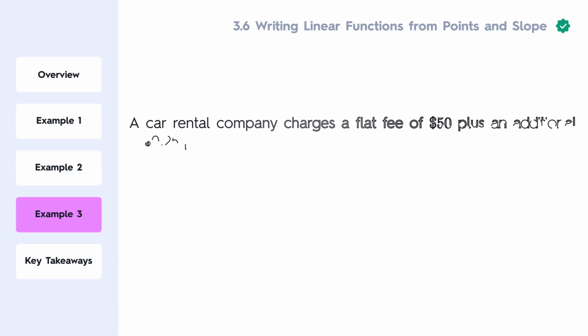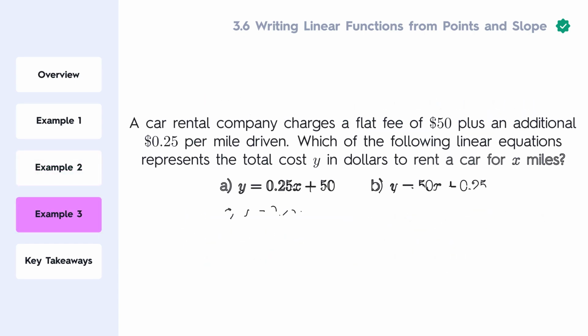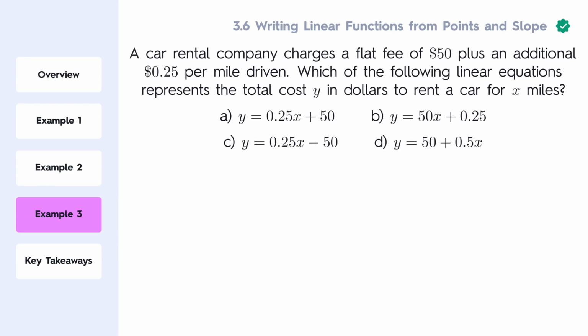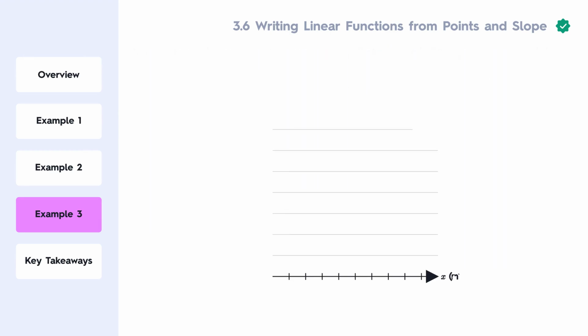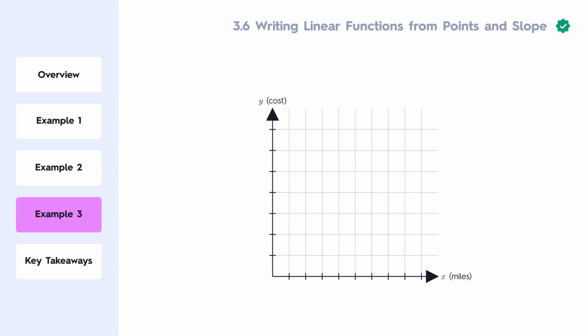A car rental company charges a flat fee of $50 plus an additional 25 cents per mile driven. Which of the following linear equations represents the total cost y in dollars to rent a car for x miles? The car rental company charges a flat fee of $50. This means that even if you don't drive any miles, the cost will still be $50. This is our y-intercept in the equation.